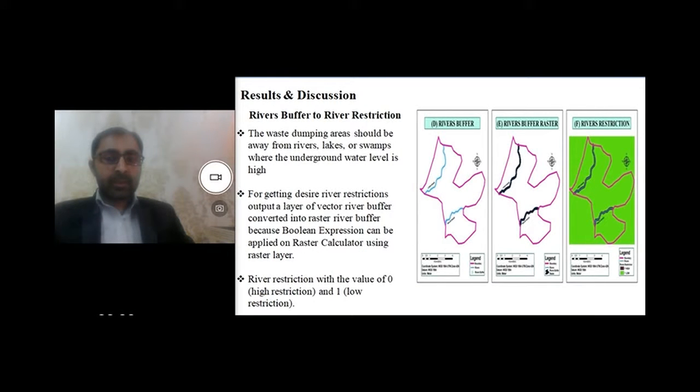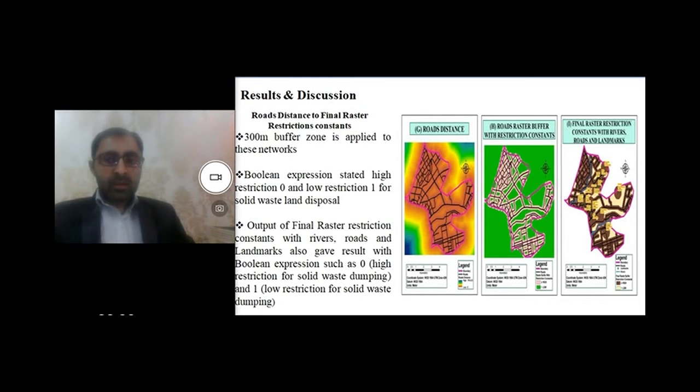In the same way, we have applied the buffer on the river, because the waste dumping area should be away from rivers, lakes and swampy areas where the underground water level is high. For getting the desired results, the restrictions output layer of the vector river buffer was converted into raster, because the Boolean expression can be applied in the raster calculator using the raster layer.